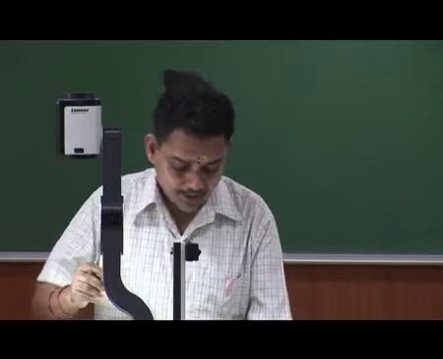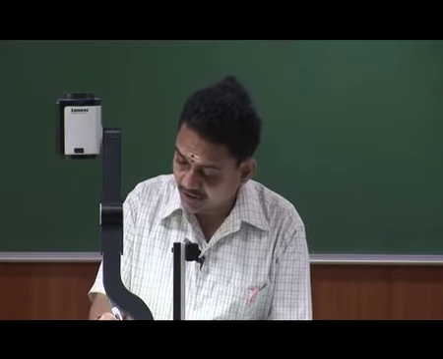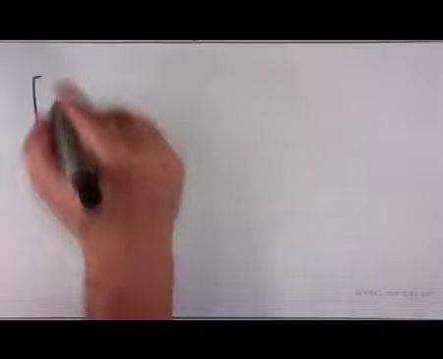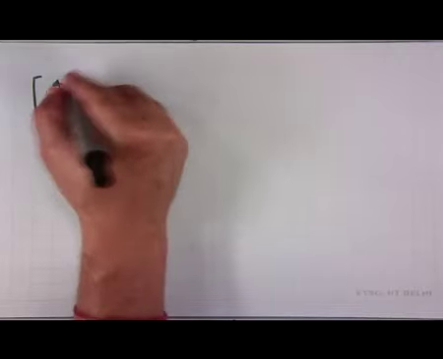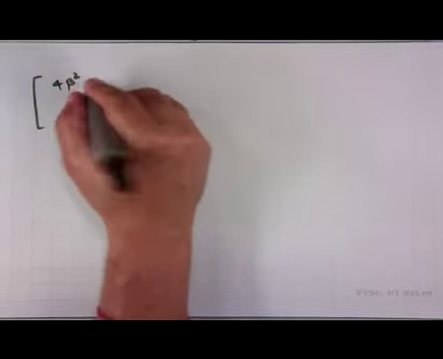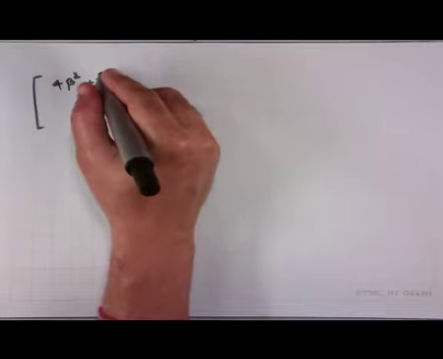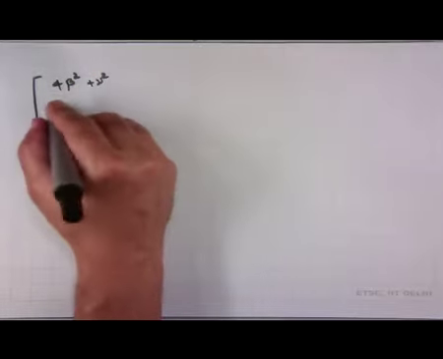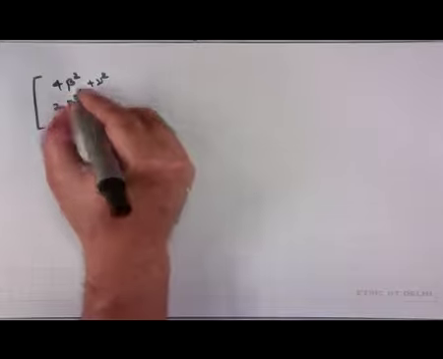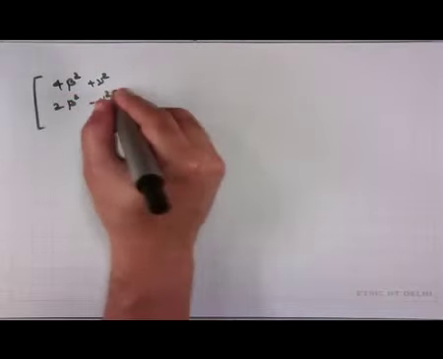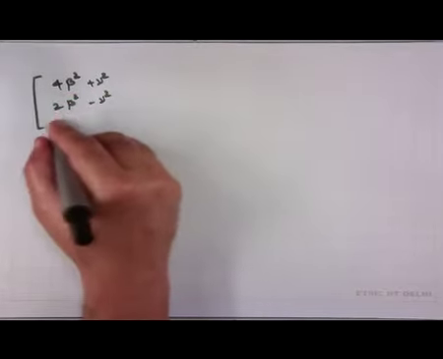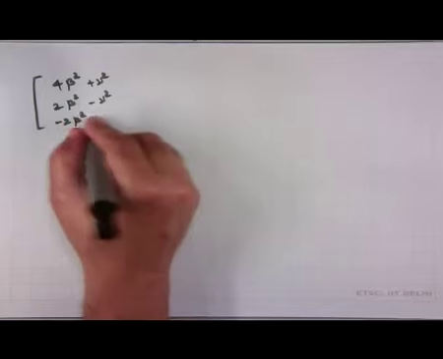Fine. Now, let us multiply the matrices that are on the left hand side: 4 beta square plus gamma square, 2 beta square minus gamma square, minus 2 beta square plus gamma square.